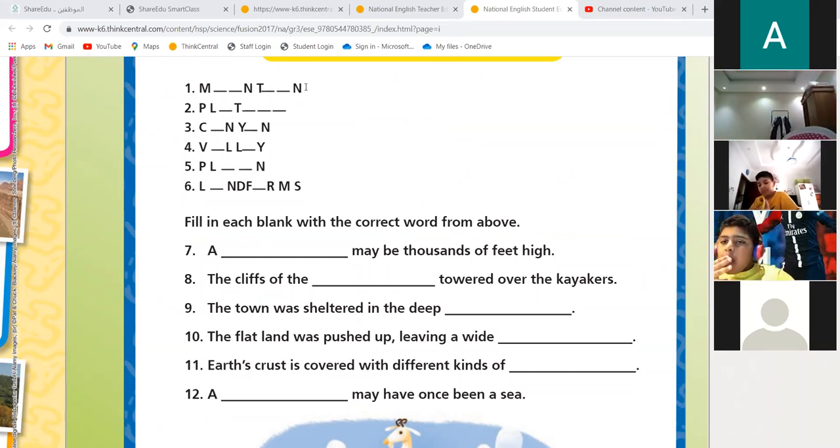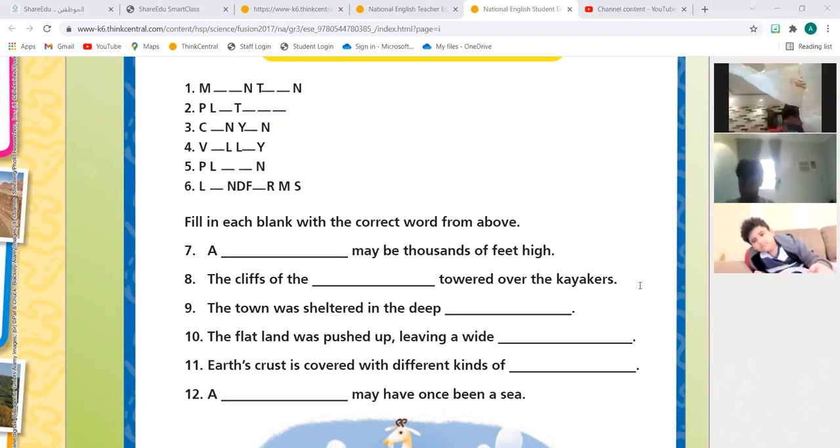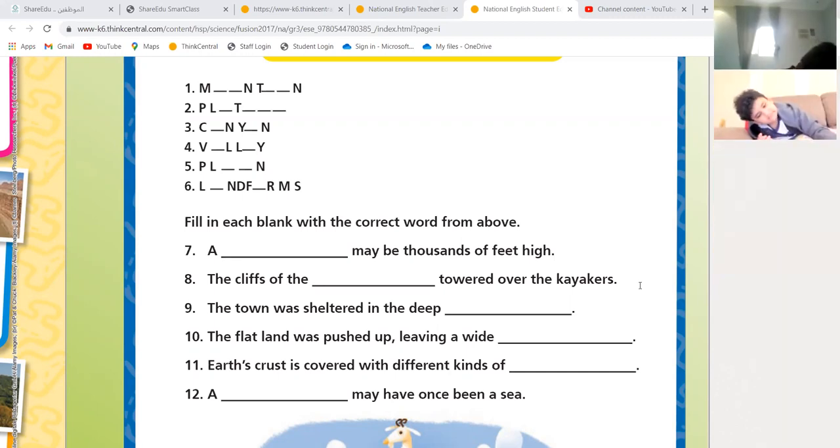Number one, can you guess the word? Oman, can you guess the word? Okay, O-U. Yes. And so can you read the word? Mountain. Excellent. So A-I-N. Number one is mountain. Now Hassan Bajamal, can you do number two? Yes, I did it. Very good. I'm so proud you did it.